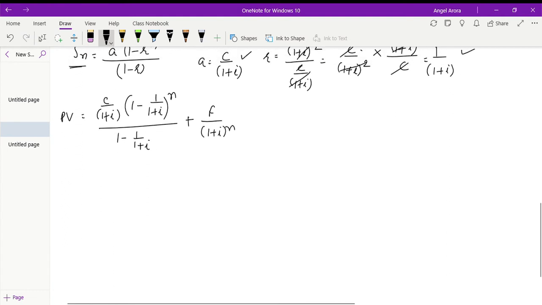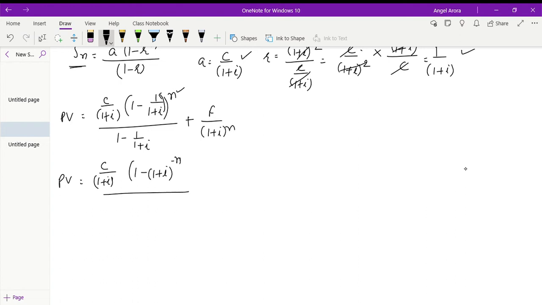So now PV will be C upon 1 plus I and 1 minus. If I take this to the upper part of the fraction, 1 plus I, then the sign of n will change. As we know that denominator, if we take it to the numerator, the top part of the fraction, the sign changes. So it will be minus n upon 1 minus 1 upon 1 plus I.